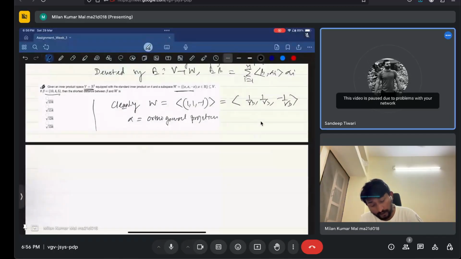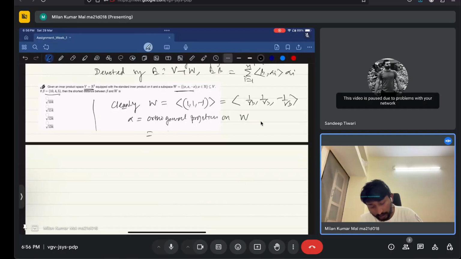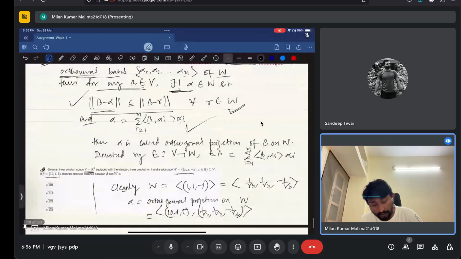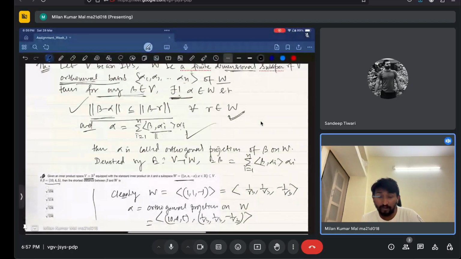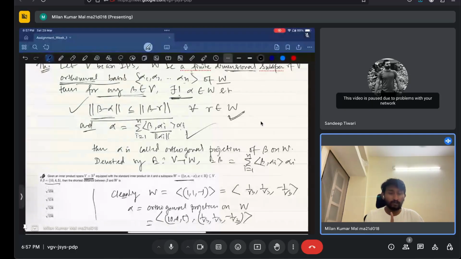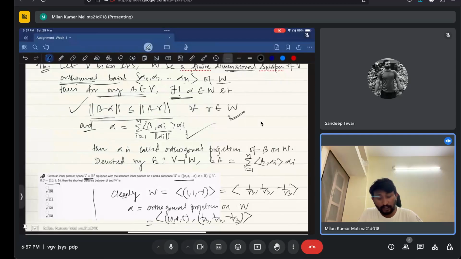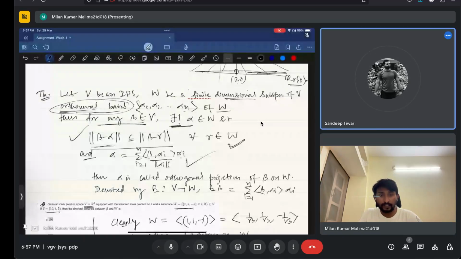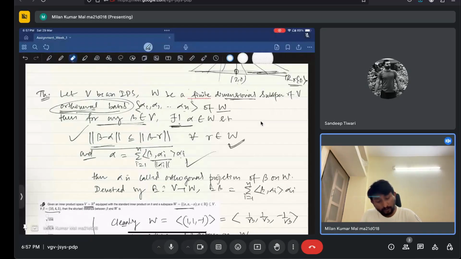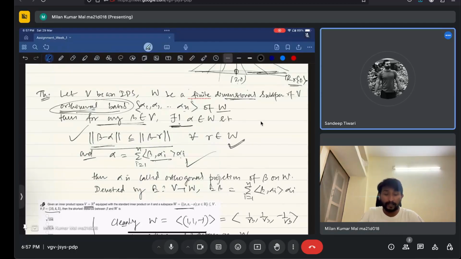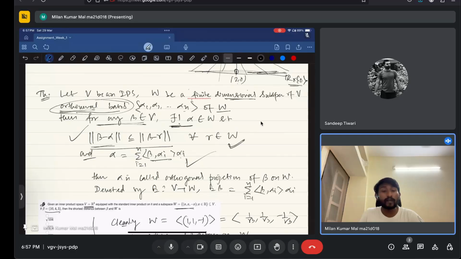So the orthogonal projection on W is equal to the inner product of (10, 4, 5) with 1 by root 3, 1 by root 3. Be careful, we have to take an orthonormal basis. If we are not taking orthonormal, we have to divide by the norm squared. Here we have only one vector. If we have multiple vectors, we at least need an orthogonal basis, and then I have to divide by the norm of alpha squared. If the given vectors are not orthogonal, you have to make them orthogonal by the Gram-Schmidt orthogonalization process, and after that you can do this step.